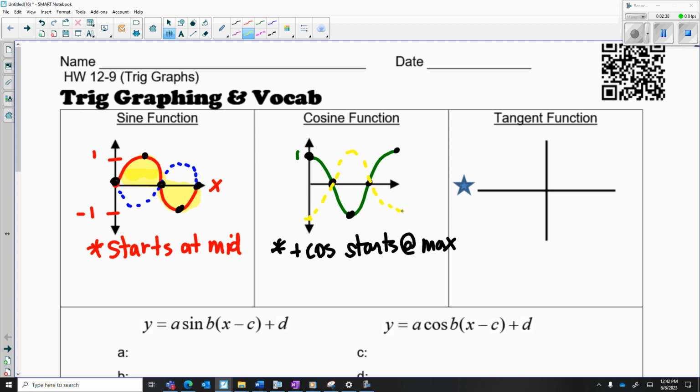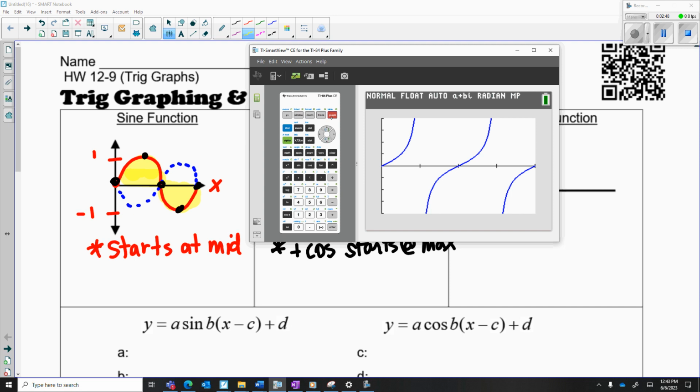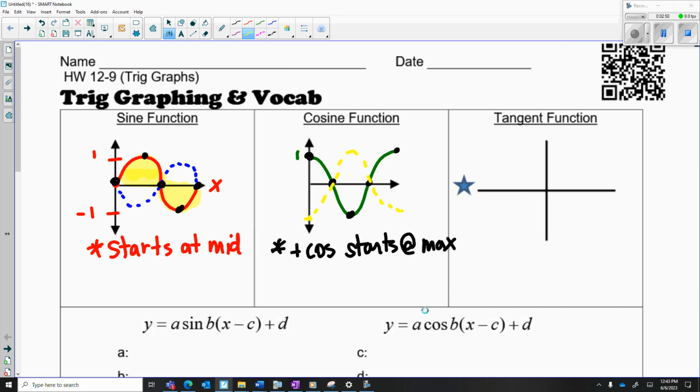Okay? Now, the tangent is the one that's kind of weird. Remember, it has asymptotes, and it has asymptotes because tangent is defined as sine over cosine. So when you graph it, you're going to see that it looks quite different than the rest. So I want to mention that we have asymptotes. They are called vertical asymptotes.